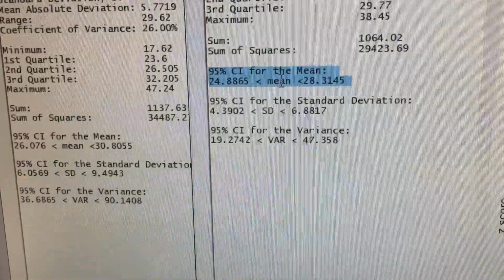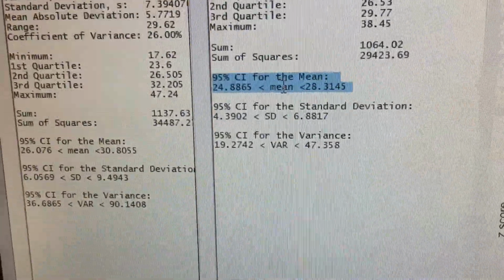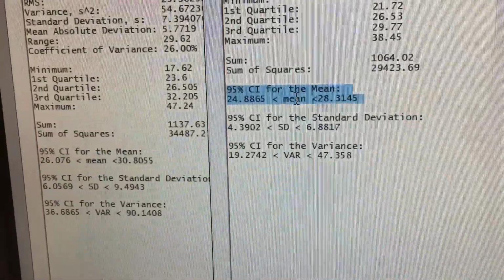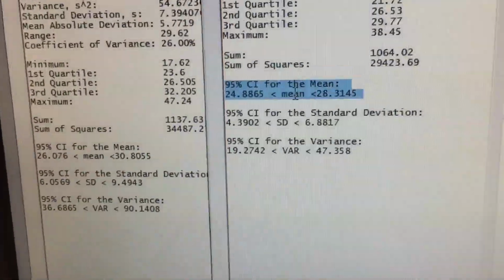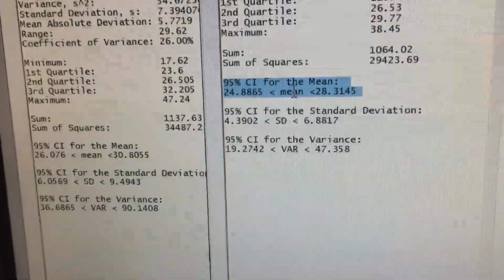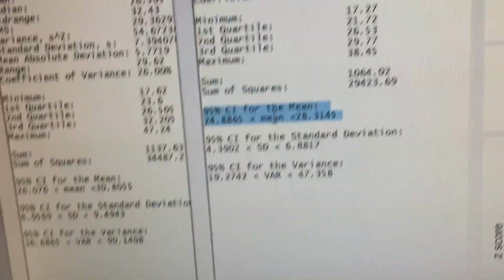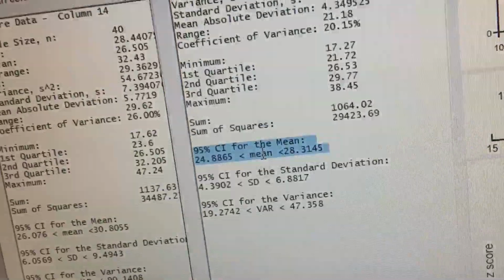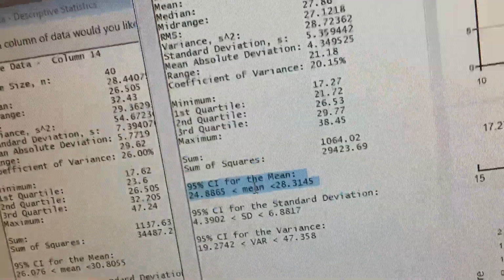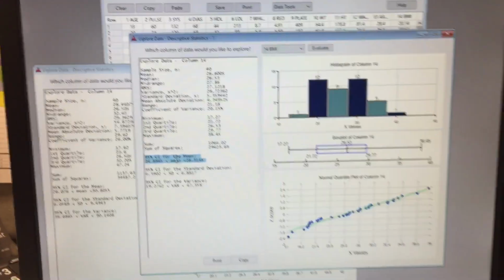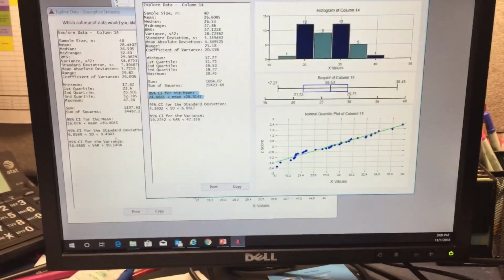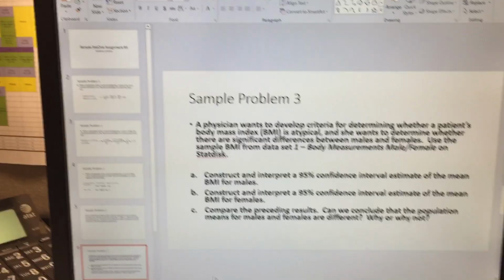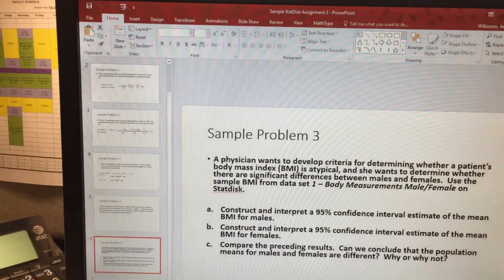Okay? So all of that was sample problem number 3, because you had to do the confidence interval estimate for females and for males. And you have to use the 12th edition of the Elementary Statistics text. 12th edition. Okay, now let's go to problem number 4.